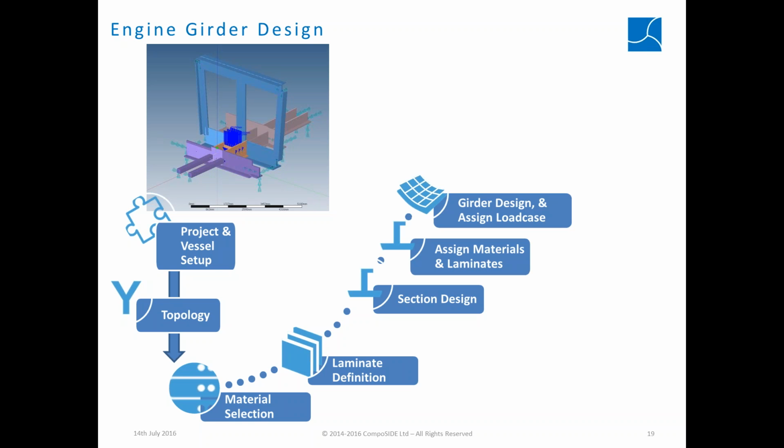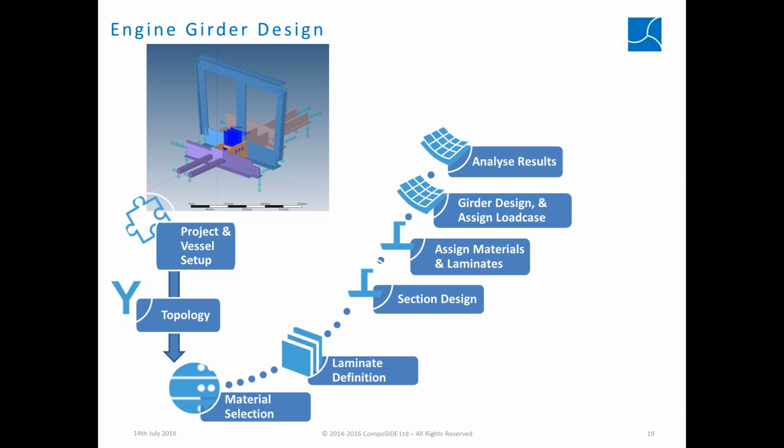The next step from there is to assign materials and laminates to your sections, and then create it in a 3D space, as I said. So to make a girder design, you assign your load case, your loads and boundary conditions, and then you analyze those results.